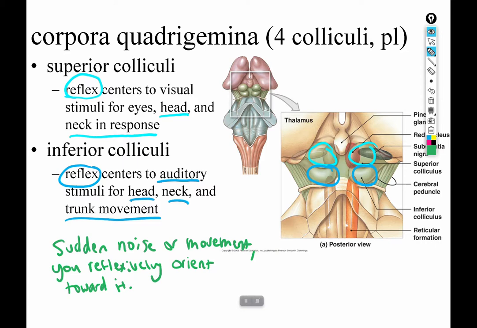And the same thing for visual stuff. So if you're looking at a visual field and there's a sudden movement where there wasn't before, that could mean predator, or it could mean that there's a prey item that you can find and eat. So these reflexive orientations have a very important survival advantage, which is why they still exist. So that's kind of what they do.